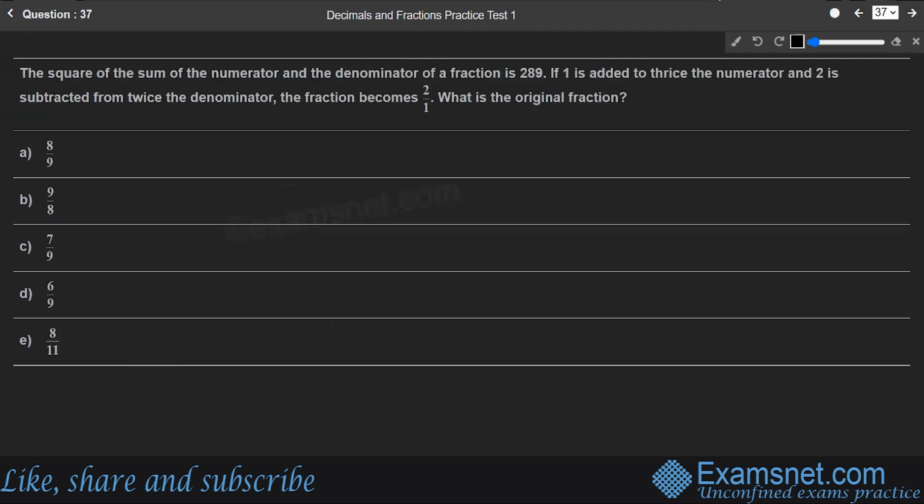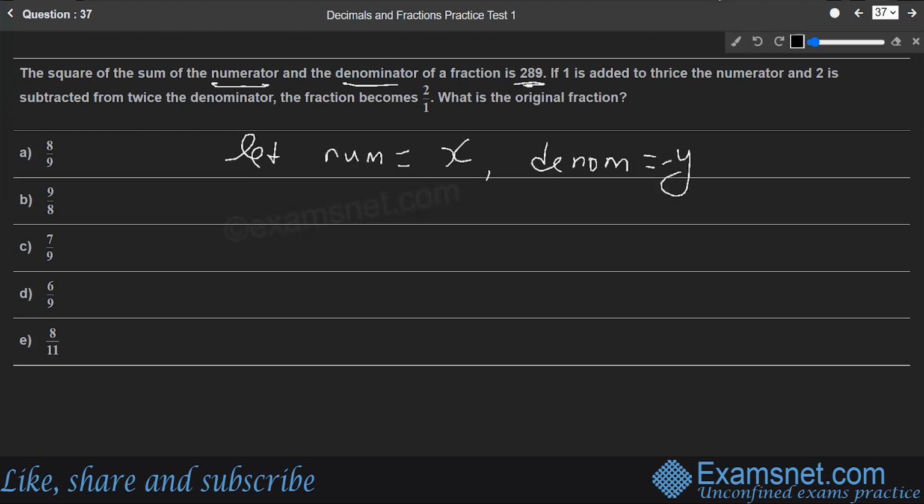Now, the square of the sum of the numerator and the denominator of a fraction is 289. What he's saying is, the square of the sum of the numerator and the denominator of a fraction is 289. So in this case, the numerator and denominator are not directly related. So we'll have to assume both numerator and denominator as separate variables and then apply the conditions given there to solve the equations. So let us assume the numerator of the fraction is x, and the denominator of the fraction is y.